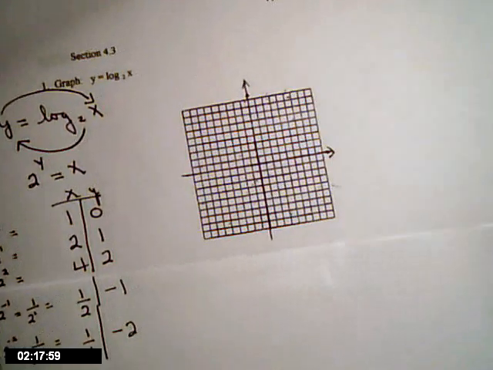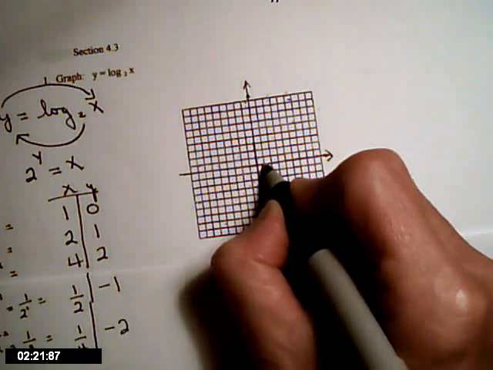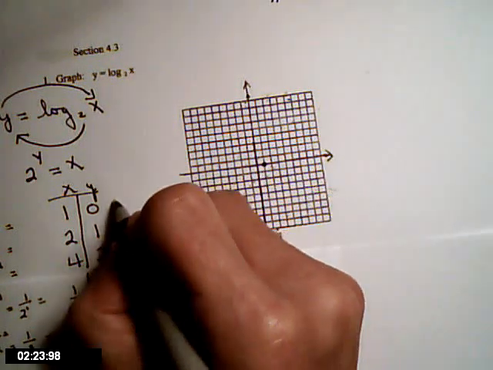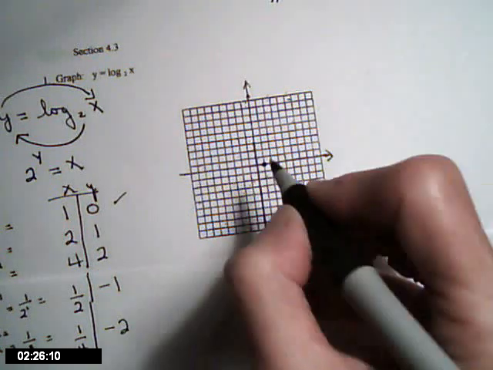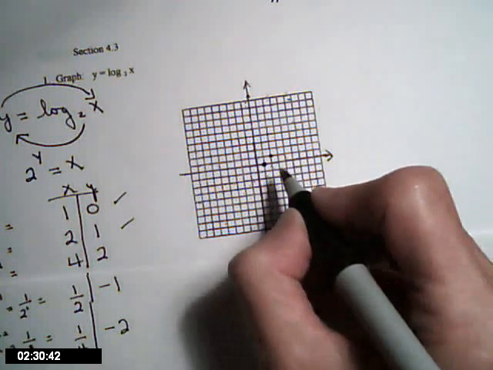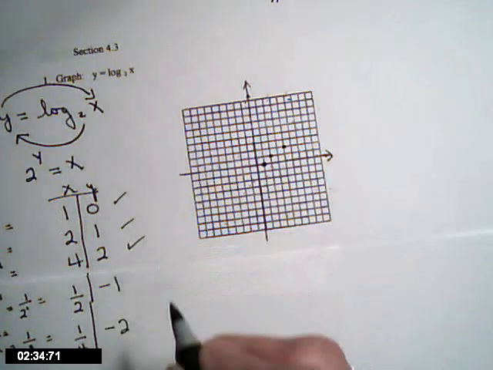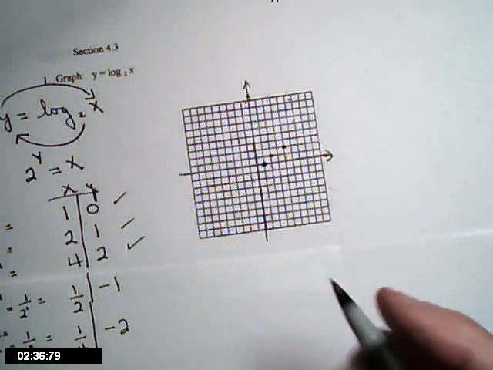Now you won't need this many points, but let's take a look on the graph. That would be 1, 0, that's that point. Now we would have 2, 1, that's that point. 4, 2: over 1, 2, 3, 4, up 2. Now the others are going to really be estimations.